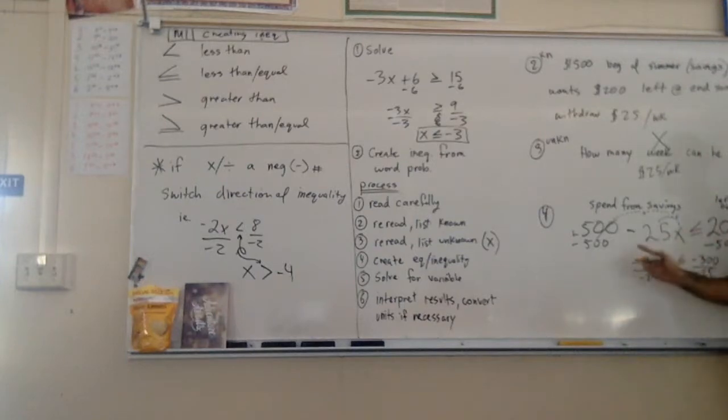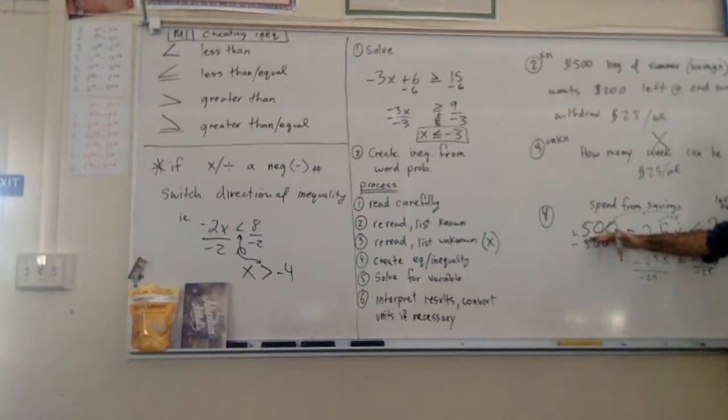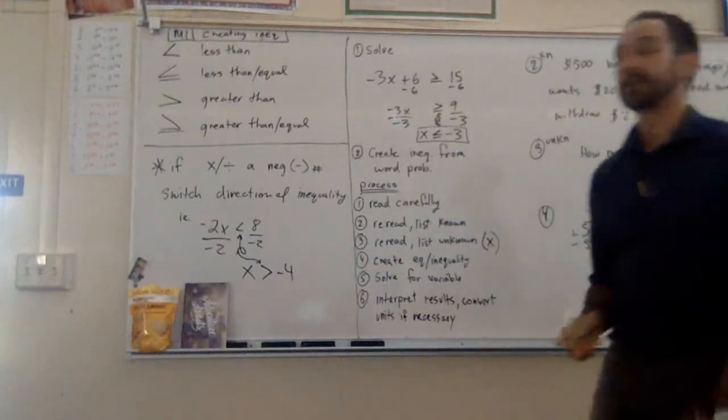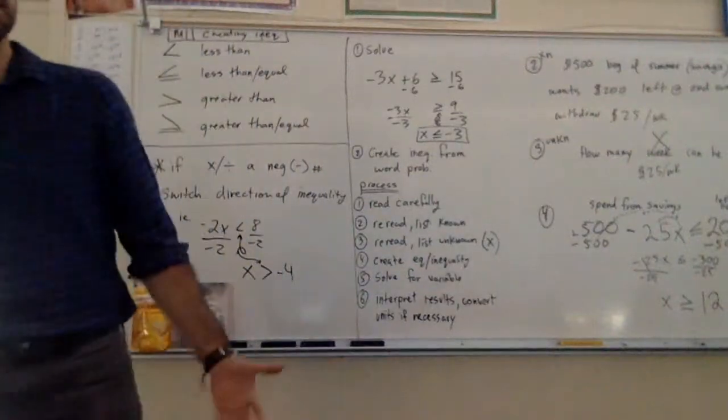The reason why it's minus is because here's what we have in our savings, and we are subtracting from that $25 per week. If we were adding, it'd be saying we were depositing 25 bucks, we're earning 25 bucks and putting it in, and after 1 week we'd have 525. But since we're spending it, that's why it's subtraction. This is going to cancel. X is greater than or equal to 12. So it's going to take us 12 weeks, approximately 3 months.